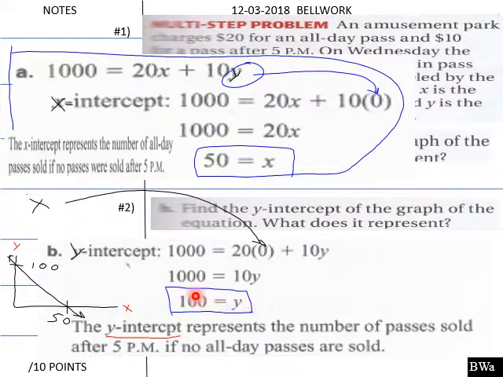And then the y-intercept, 100 equals y. We stick a 0 in for x, and then we get y equals 100. The y-intercept represents the number of passes sold after 5 p.m. if no all-day passes are sold. So that's the bell work for today.